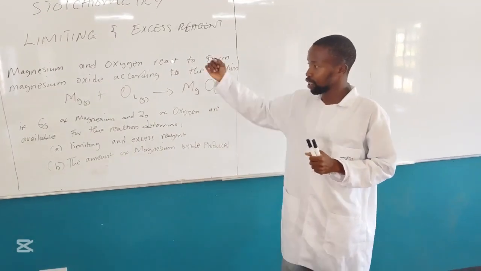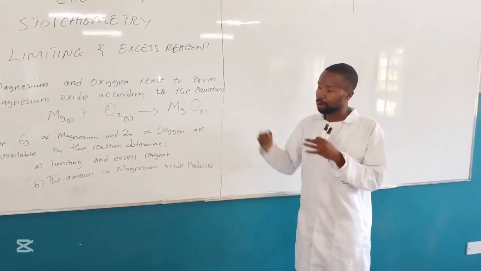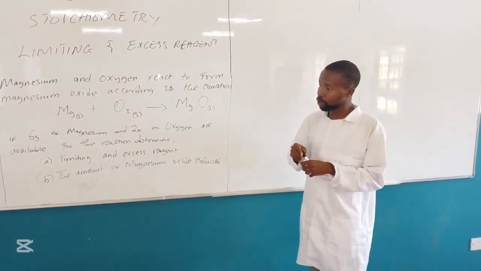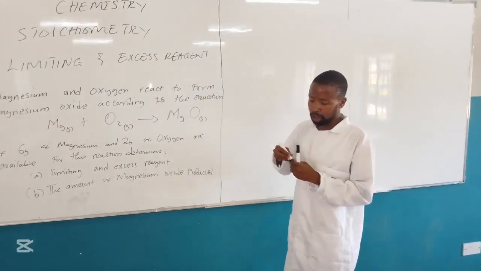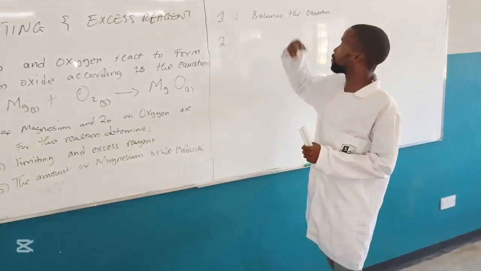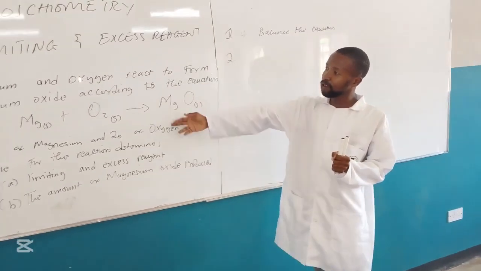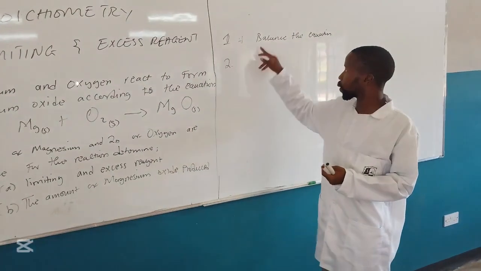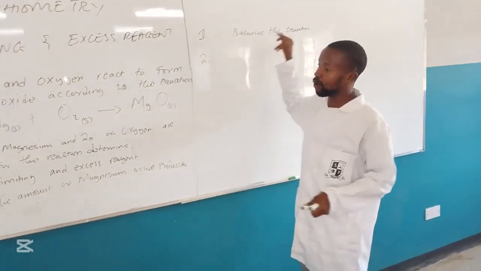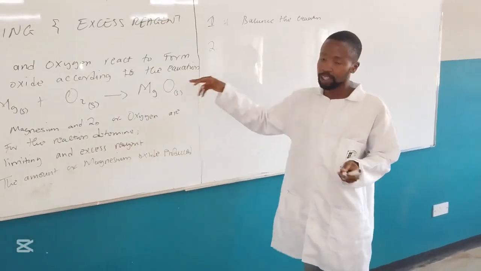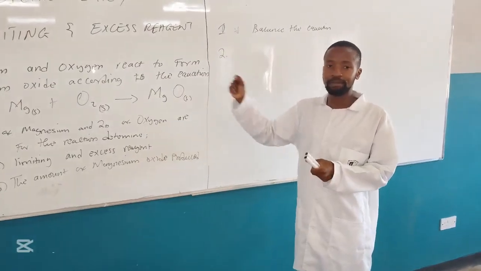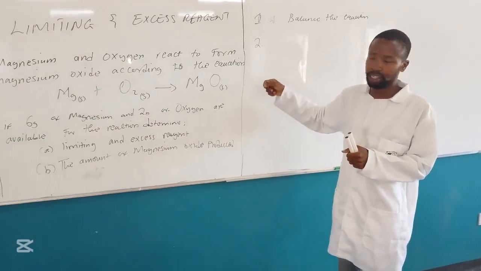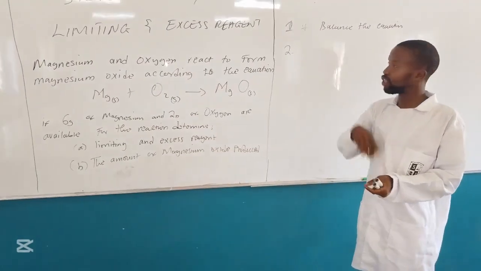Before we go straight to solving and determining which one is limiting and which one is the excess reagent, there are 2 or 3 rules that we need to know. When working out the limiting and excess reagent, the first thing we need to do is balance the chemical equation. Sometimes you'll be given the equation, so you just have to balance. But sometimes you're just given the information and you have to generate the equation on your own. In that case, once you have generated the equation, you still have to balance.